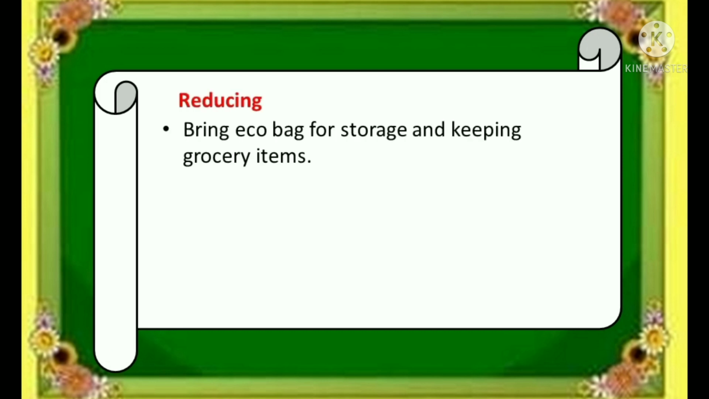Another way to manage waste in the environment is to reduce the use of plastics. Plastics are non-biodegradable. You learned in the previous lesson that plastics can live for hundreds of years. Thus, you need to reduce the use of plastic. It is better to bring an eco bag for storage and keeping of grocery items. Another way to reduce plastic is to have your own tumbler to limit the use of plastic bottles for drinking.